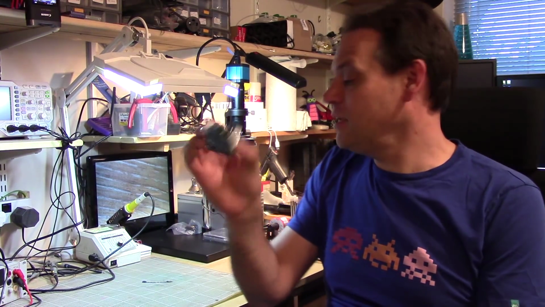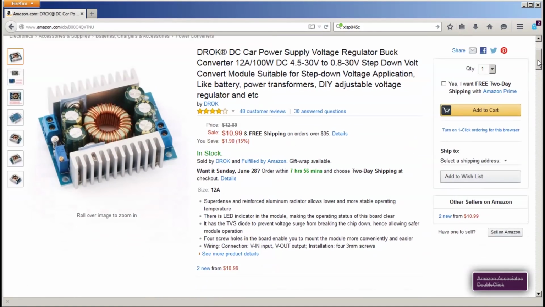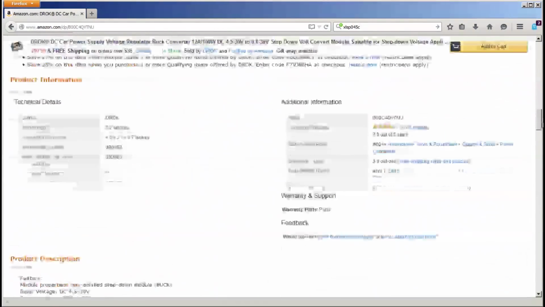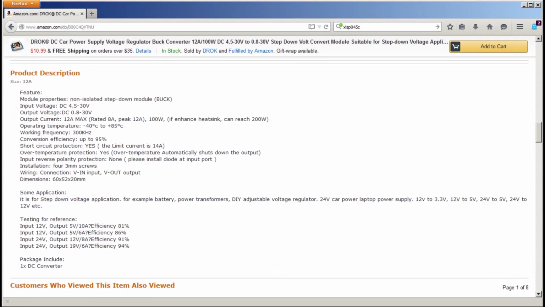Let's power it on and see what we can get out of it. So just looking at the Amazon listing for this, our specifications say input voltage 4.5 to 30 volts, output voltage 0.8 to 30 volts, output current 12 amps max, rated at 8 amp, peak at 12 amp, 100 watt, if enhanced heatsink can reach 200 watt, which I guess is what the fan connectors are for. Operating temperature minus 40 to plus 85 degrees C, that's very good, down to minus 40. Runs at 300 kilohertz, and efficiency up to 95% if you get it just right.